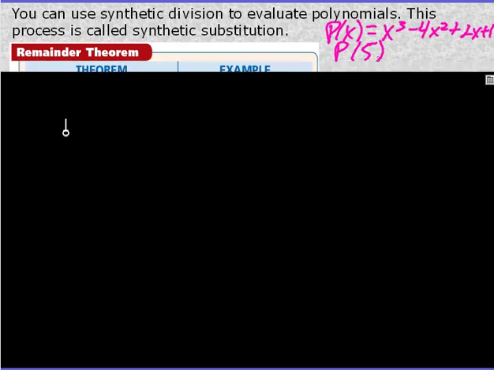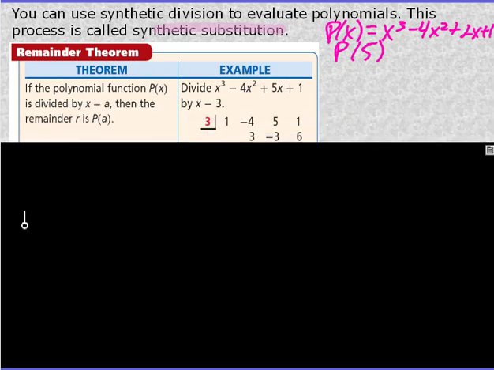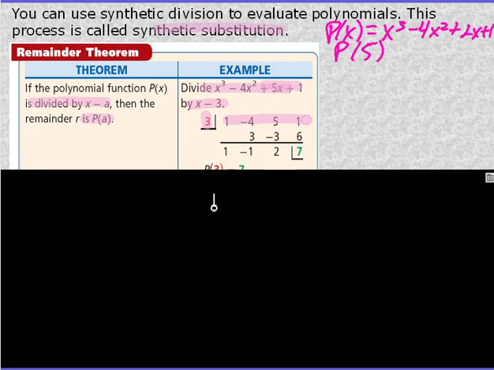You can use something called the remainder theorem, and it's called synthetic substitution. So when you use synthetic division to evaluate polynomials, it's synthetic substitution. So remainder theorem says if the polynomial function p of x is divided by x minus a, then the remainder r is p of a. So if we took this polynomial and used synthetic division to divide it by x minus 3, a is 3, here's our coefficients, we go through our synthetic division, and you can see our remainder is 7. What does that mean?